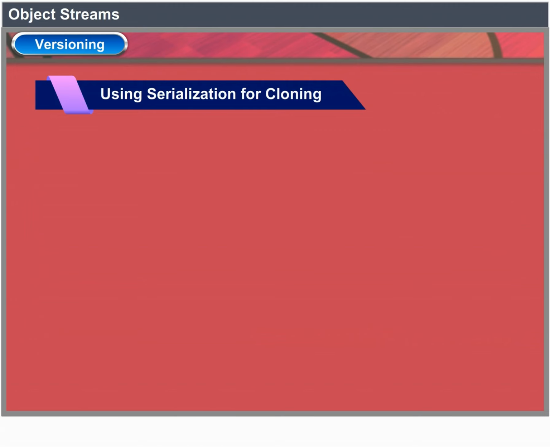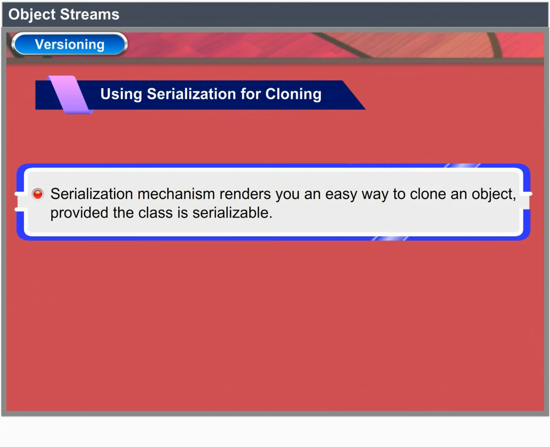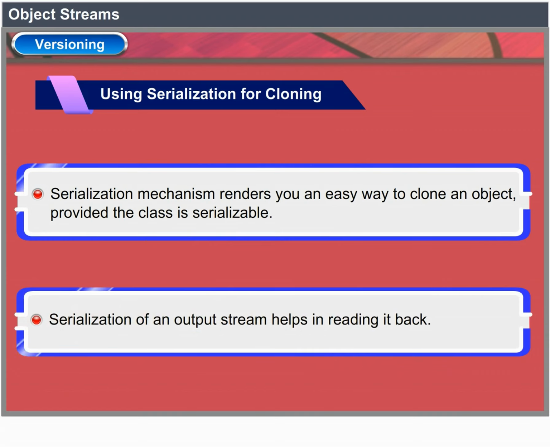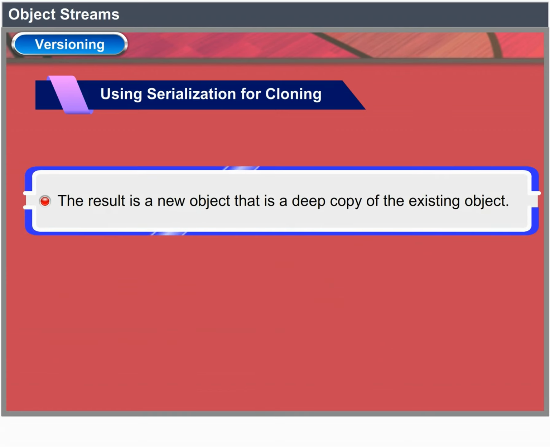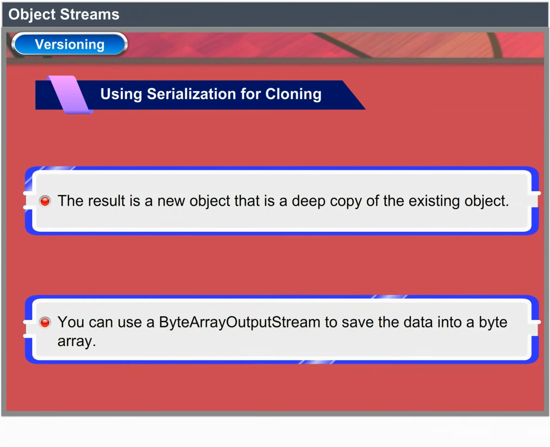Using serialization for cloning. The serialization mechanism gives you an easy way to clone an object, provided the class is serializable. Serialize it to an output stream and then read it back. The result is a new object that is a deep copy of the existing object. You can use a ByteArrayOutputStream to save the data into a byte array.